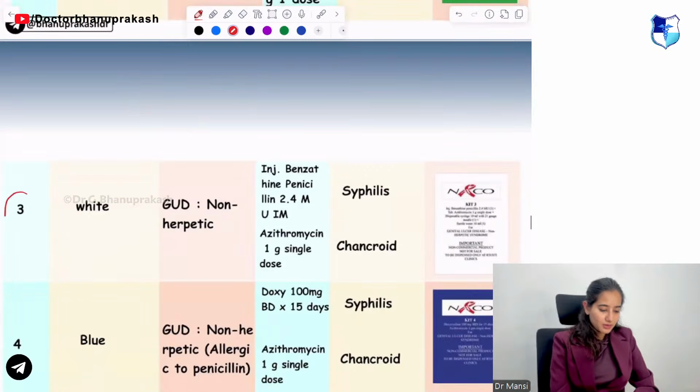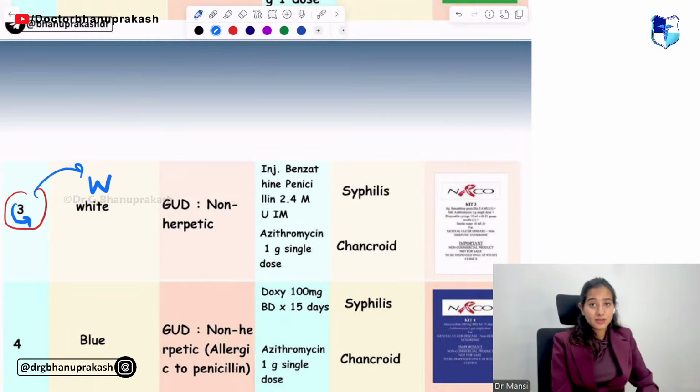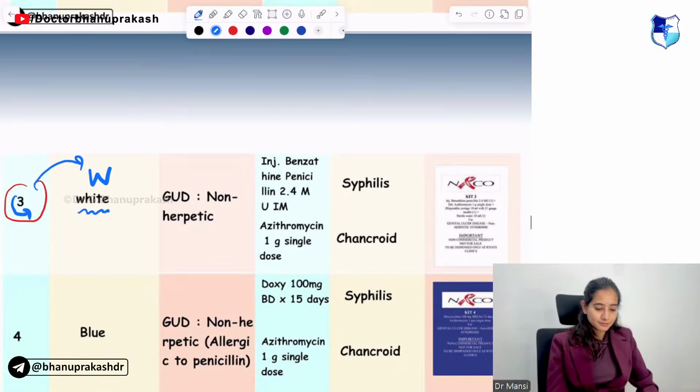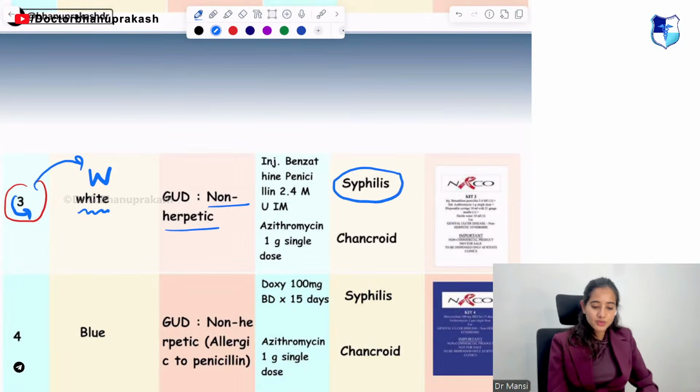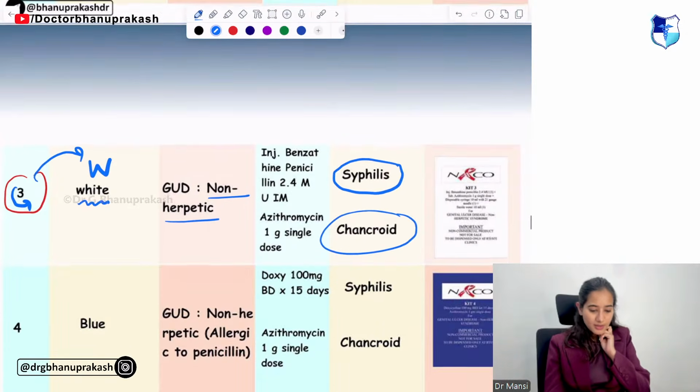Then we have third one. So with a 3, you can make a W. Okay. So if you flip your 3 like this, you can make a W. Now, all those people who want a trick, please focus right now. So a 3 can be flipped to make a W, and this is used for non-herpetic genital ulcer disease. So where can you use it? The hard chancre disease, syphilis, and your chancroid as well.